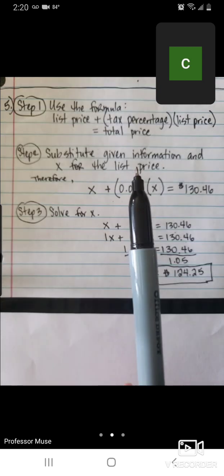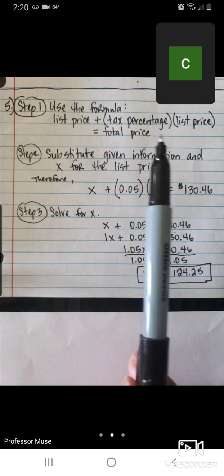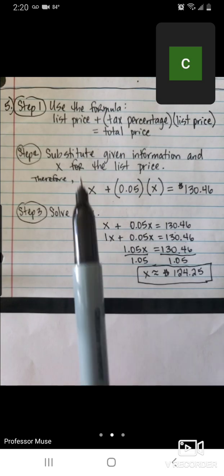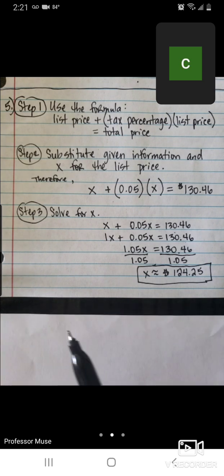So whenever you have a problem like number 5, you want to use this formula in step number 1. You're going to take the list price plus the tax percentage times the list price equals the total price. Okay, we don't know the list price. We're looking for the list price. So in step number 2, you're going to substitute the given information and be sure to use X for the list price because that's the unknown. That's what we're looking for.